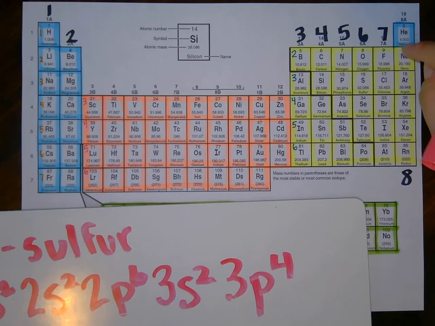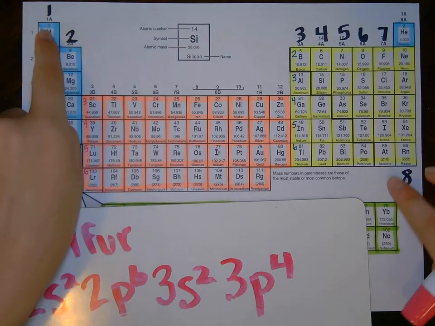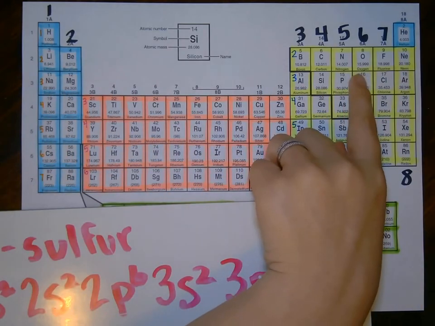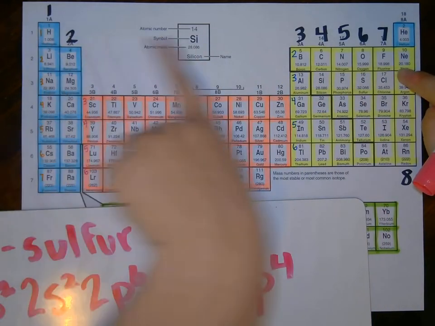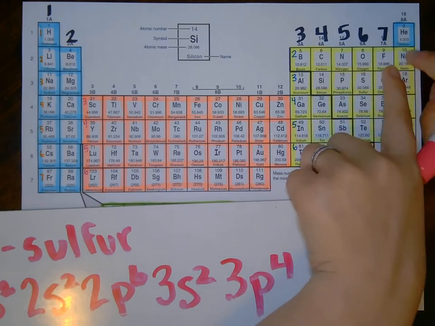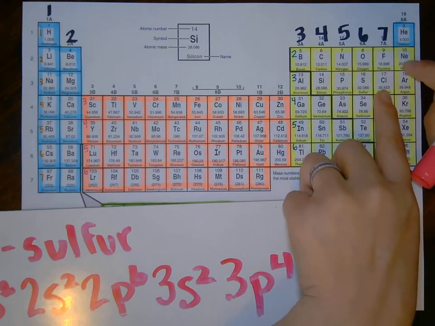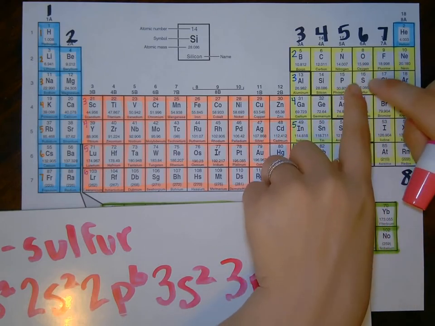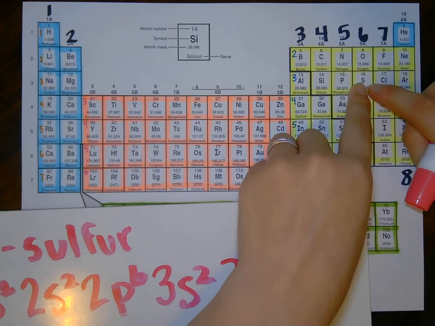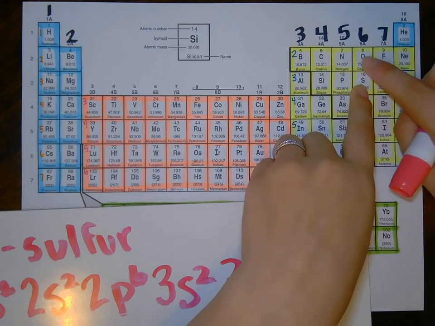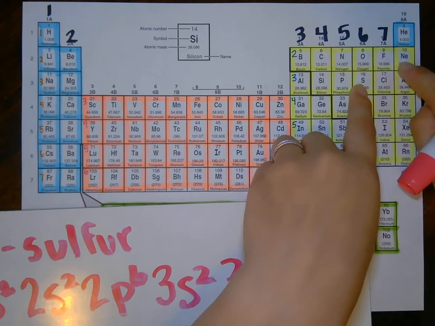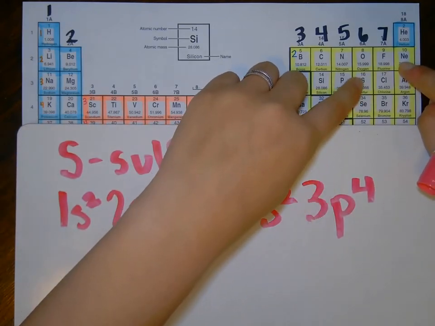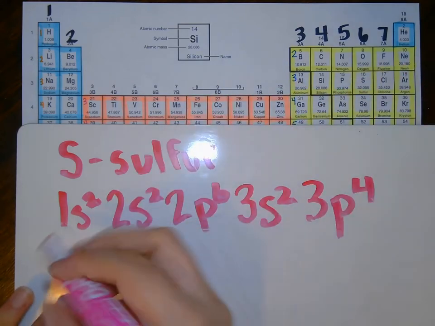So noble gas configuration, instead of going from left to right and then left to right and then left to right and getting at my element, I can skip all of these first steps and go down to my noble gas that is closest to the period above what I'm looking for. So if I'm looking for sulfur, the noble gas closest to the period above, the row above, is neon. So I can write the sulfur noble gas configuration by writing neon in brackets.